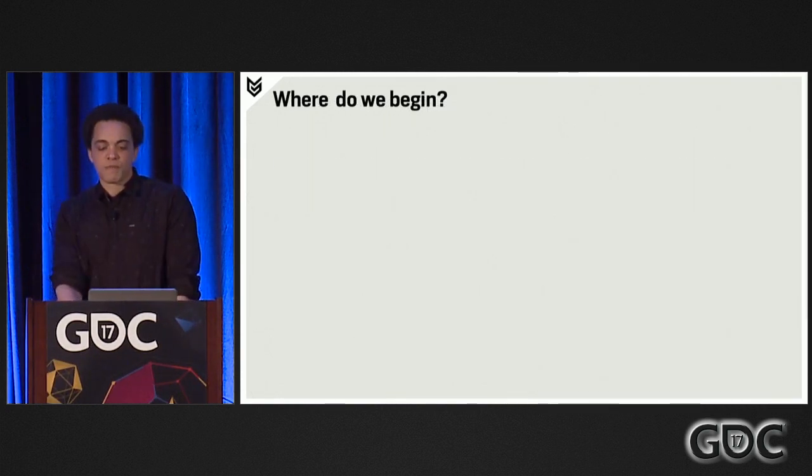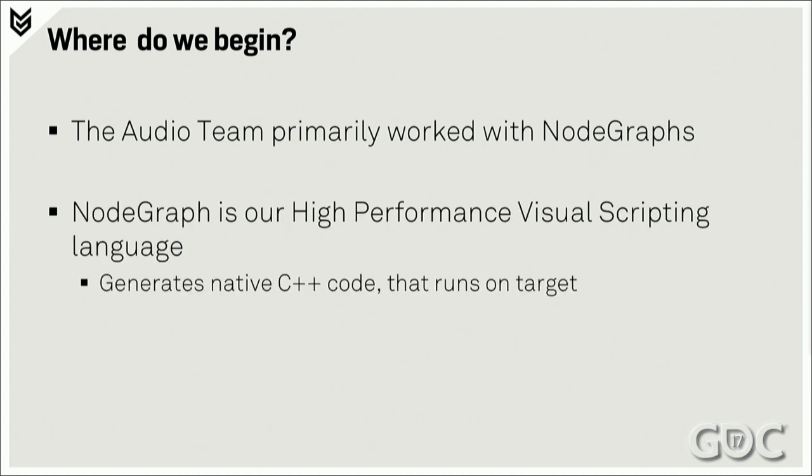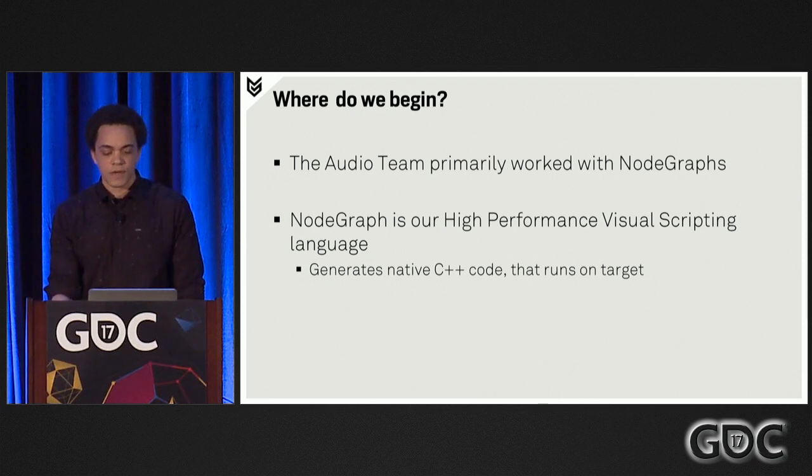So our audio team works primarily with node graphs, and node graph is a high-performance visual scripting language that we developed in-house. It generates C++, by the way, which runs natively on the target. This was something we used very heavily in Shadowfall, and it was being proposed as a replacement for SMED and Lua. So this meant that if we were successful in porting this audio team's workflow, then later it would have benefits for other teams in production.